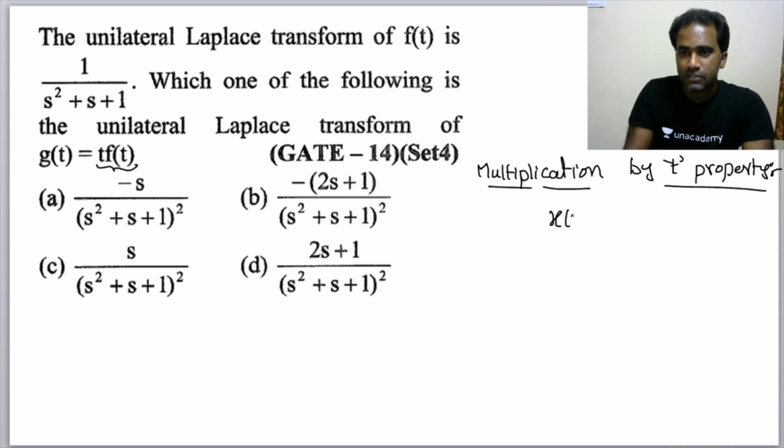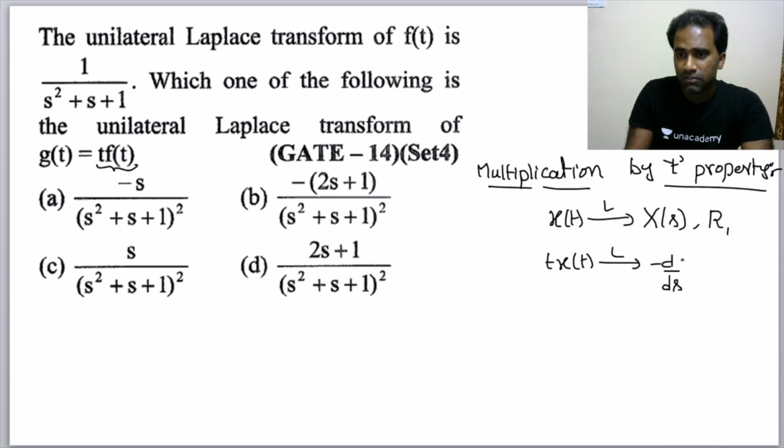If a signal x of t has a Laplace transform of x of s with an ROC R1, let's say, then if a signal is multiplied with t, then what happens to the Laplace transform? It is minus d by ds of x of s. ROC will not change because of differentiation. The location of the poles will not change. The number of poles may increase, but the location of the poles will not change, and hence ROC will not change. Similarly, you can do it for t square also.